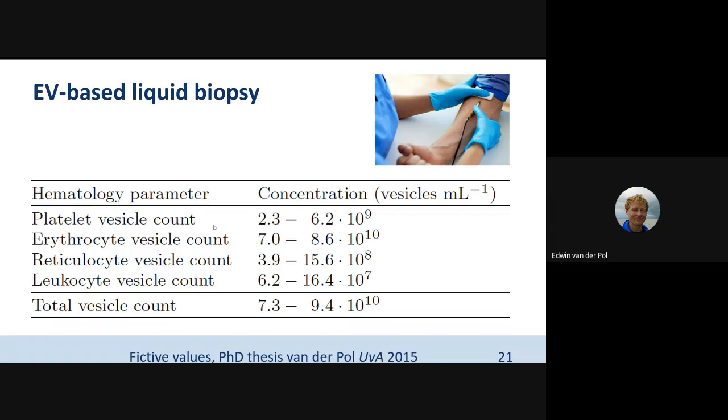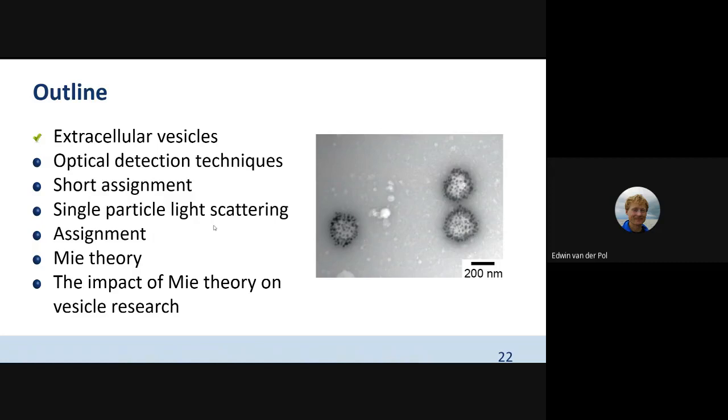These are not real values, they are estimates based on my PhD thesis. But what I would like is that we could provide physicians with such information. Similarly, like currently blood tests are providing physicians with information on the concentration of cells and certain proteins in the blood. That about extracellular vesicles so far.